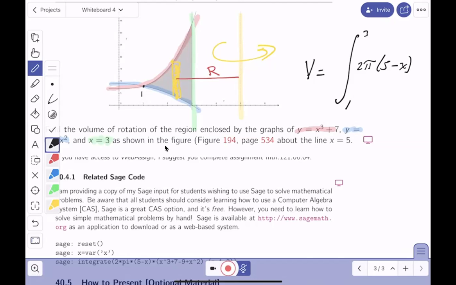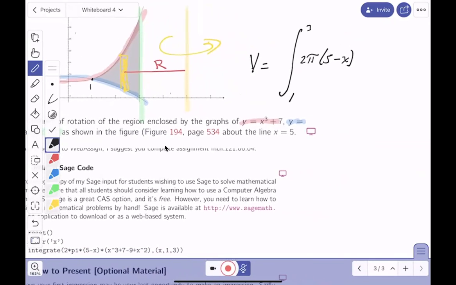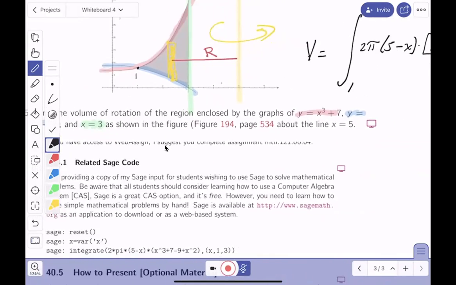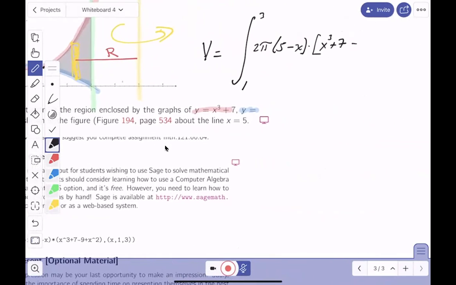All right. Now, what's the height? That should be easy. Times the height. It's upper. That's the red curve, which is x cubed plus 7, minus the lower, which is the blue curve. And the blue curve is going to be 9 minus x squared. So minus 9 plus x squared and dx.